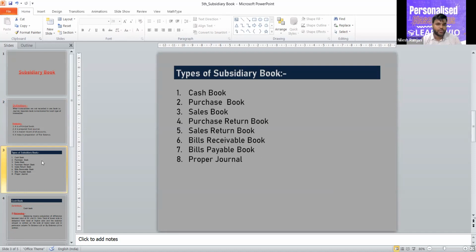Types of subsidiary book. I told you there are 8 subdivisions. First is cash book. Second is purchase book. Third is sales book. Fourth is purchase return. Fifth is sales return, then bills receivable, bills payable, and profit journal. So these 8 books we have created. Is this clear?